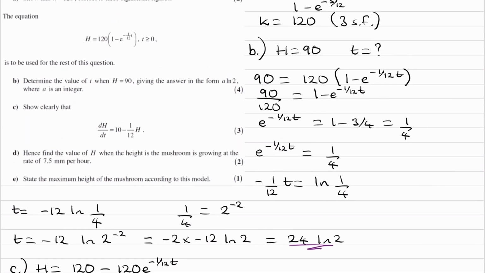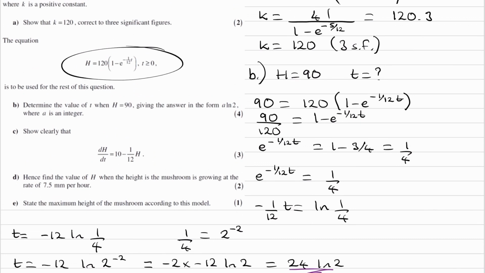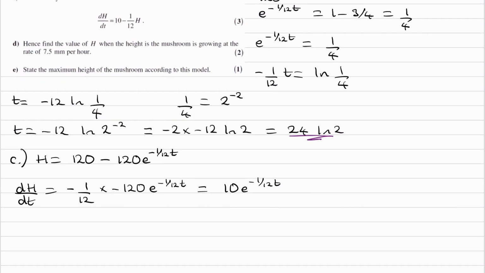So then, now we want to use this equation that we have here. So with the equation that we've got here, we can rearrange that for the e to the minus 1/12 t. So then, I'll put that on the right side. So then, I'll bring the 120 e to the minus 1/12 t to one side.